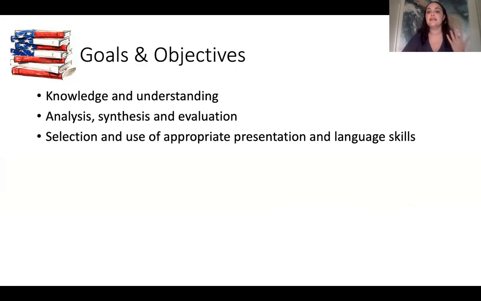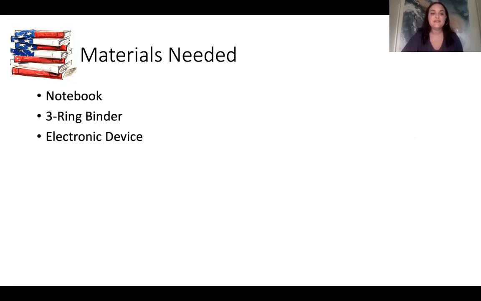Goals and objectives, again, these are the same from our 6th grade all the way up to our 12th grade. Of course, they get more detailed and specific to the course, but if you want to see those details, you can look on your PDF document. Materials needed: notebook, 3-ring binder, electronic device, all the usual things you would need. Again, your texts are supplied, so you won't have to buy those. And I'll have highlighters and note cards and anything else that you might find yourself needing throughout the year.